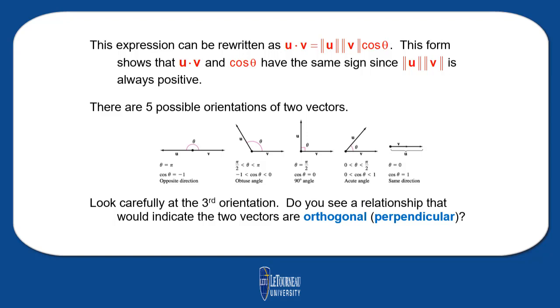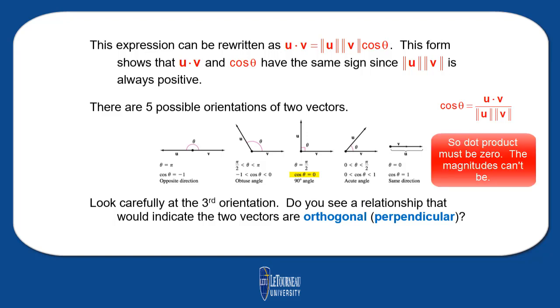Now, this expression can be written as the dot product equals the product of the magnitudes times the cosine of theta. This form shows that u dot v and the cosine of theta have the same sign. There are 5 possible orientations of two vectors. They can be in opposite directions. We can have an obtuse angle. We can have a 90-degree angle, an acute angle, and then be in the same direction.